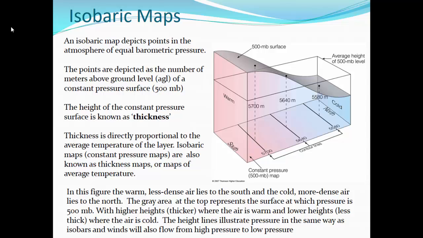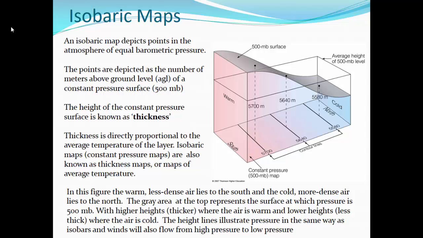So the map that we're just looking at would be known as an isobaric map. Iso meaning the same, baric referring to pressure, where every surface on that map is the same atmospheric pressure. And in the case of the upper level charts we'll look at, that will be 500 millibar charts or 500 millibar maps. An isobaric map depicts points in the atmosphere of equal barometric pressure. The points are depicted as the number of meters above ground level of a constant pressure surface of 500 millibars. The height of that constant pressure surface is known as the thickness.